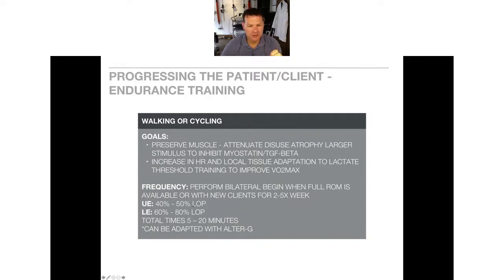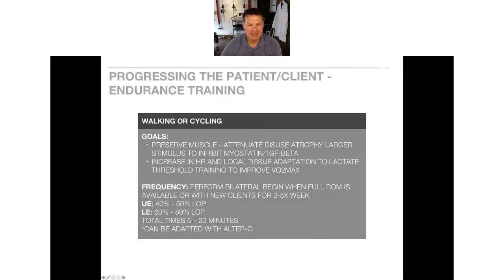Your limb occlusion pressure, or how much pressure you're going to use in your cuffs, upper extremity, if you're doing like UBE, you're going to be 40 to 50%. I'm going to recommend using a lower percentage to start because it is really, really hard to maintain heart rate with a UBE. Lower extremity, you're going to be 60 to 80% limb occlusion pressure.